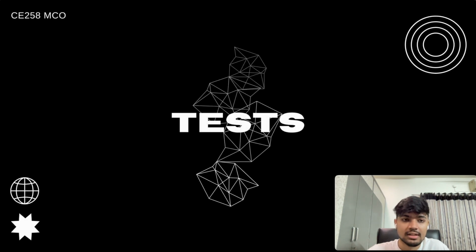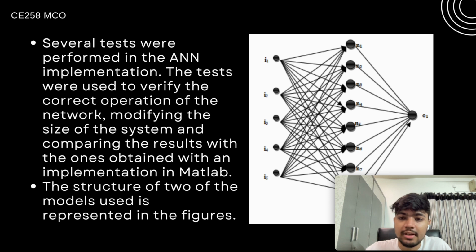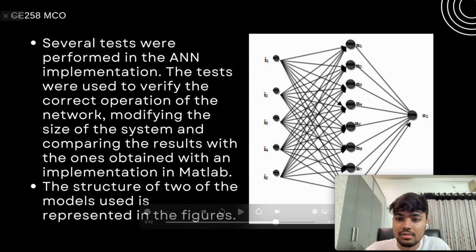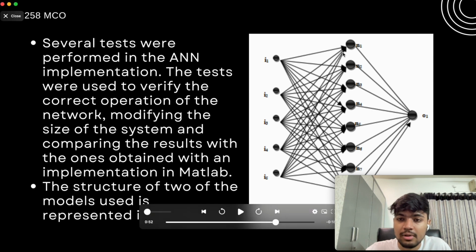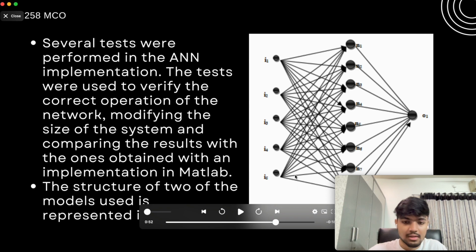So next we will see the test cases or the tests. As I explained earlier, it was somewhat like holding a torch. So each input is the source and then it communicates with the output. Several test cases were performed with artificial neural networks implementation. The tests were used to verify the correct operation of the network, modifying the size of the system and comparing the results with the one obtained with the implementation in MATLAB. So let's move further.